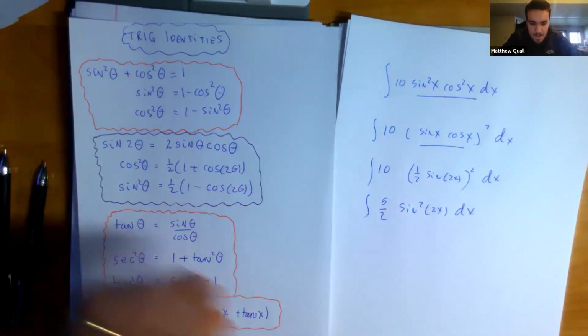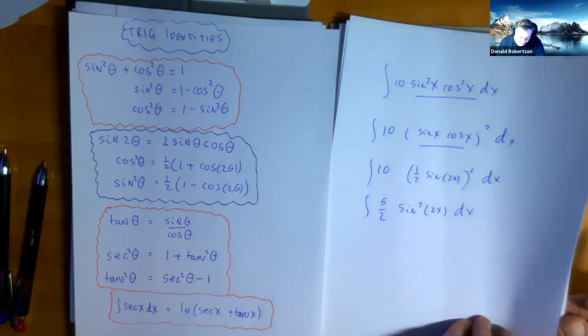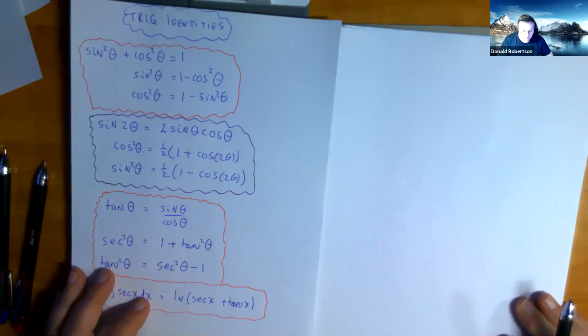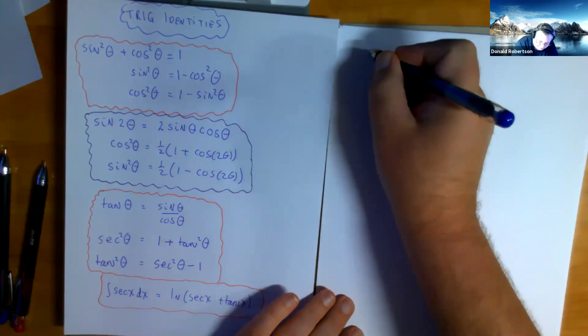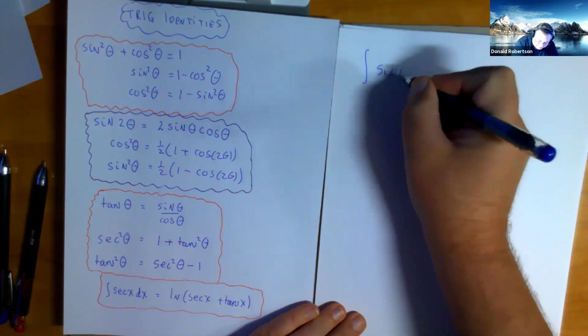Okay. I think that's all the permutations of sines and cosines. Oh, no, there isn't. There's one more. It's not really different from what we've done.